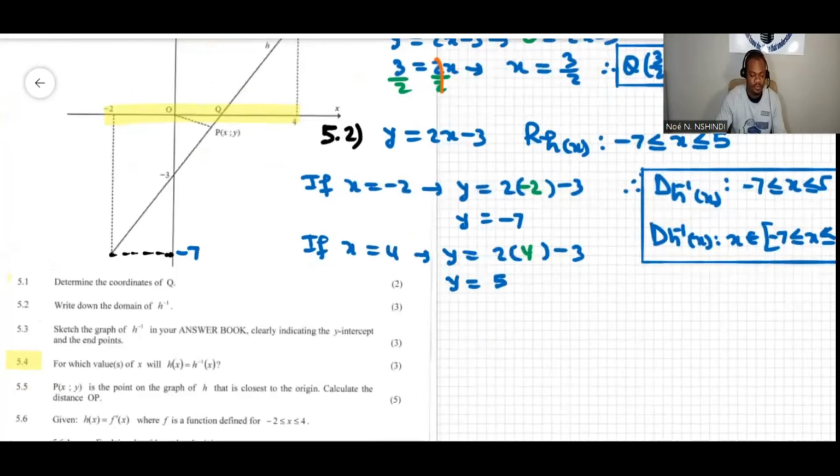Now we're doing question 5.5, and the question says P is the point on the graph of h that is closest to the origin. Calculate the distance OP. Okay, so we are looking for this distance OP. And then they say that P is the closest. This can be closest if the two lines are perpendicular.